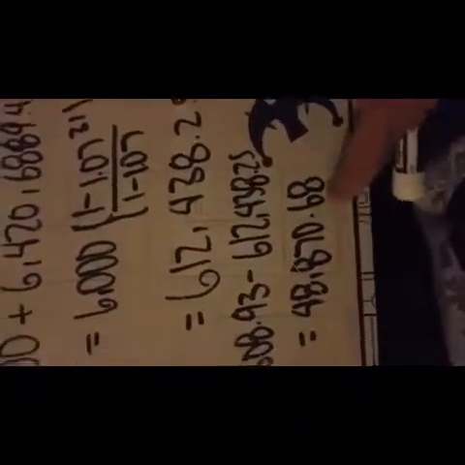Now remember, the first time all you did was deposit $6,000. And just in this last year, from 31 years to 32 years, you got $48,870.68. That's a lot of money.